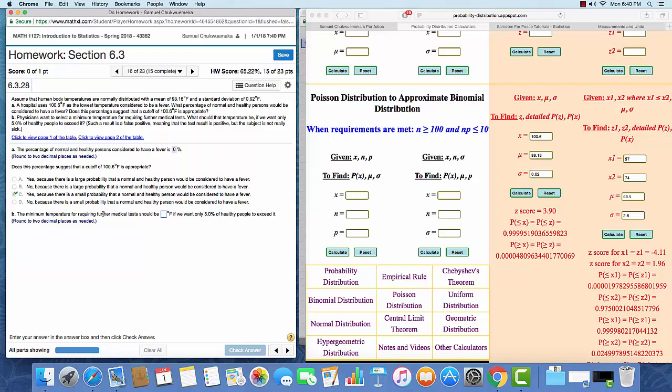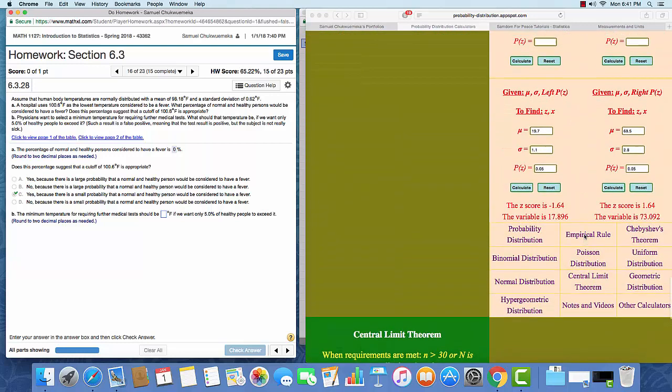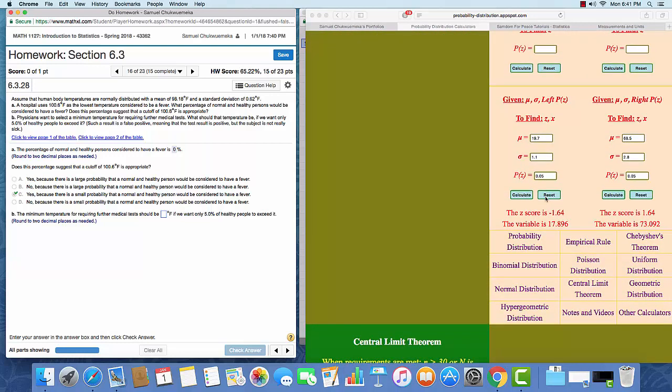B, physicians want to select a minimum temperature for requiring further medical tests. What should that temperature be if we want only 5% of healthy people to exceed it? In this case, they are asking us for the variable. We will use inverse normal. 5% would exceed it, so we're going to use right of 5%, 0.05. Now let's put the mean. The mean is 98.18, and the standard deviation is 0.62. Okay. Enter.